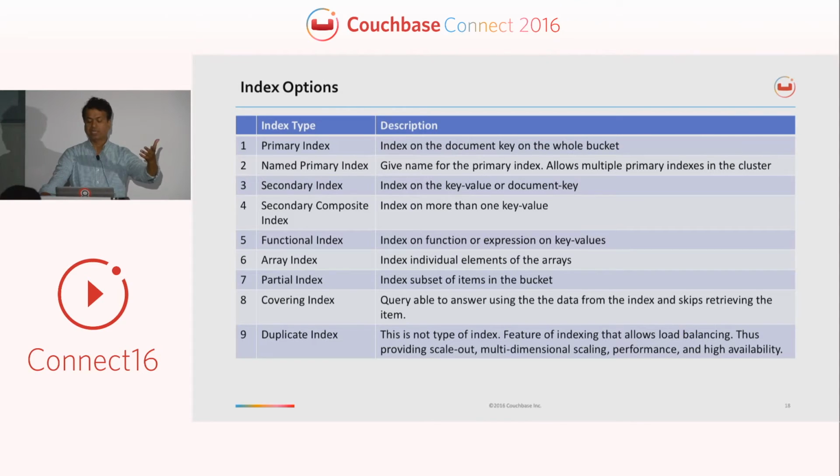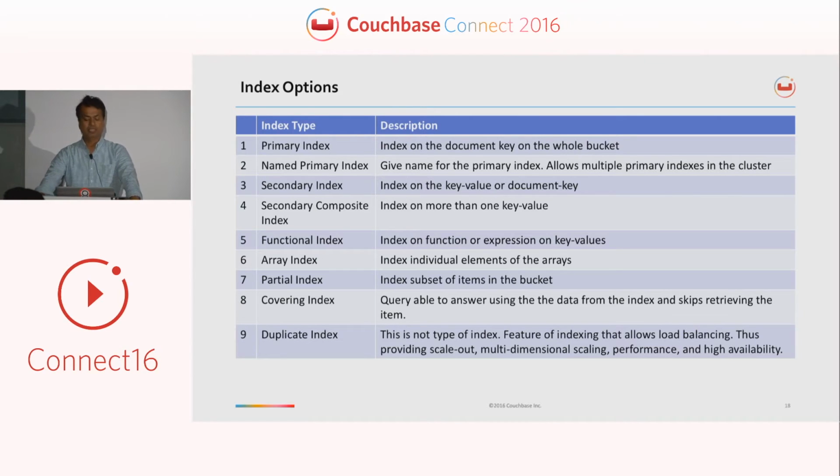So a simple secondary key is on one key, and a secondary composite key is on multiple keys. Just like a composite key in relational systems, you can have indices on multiple keys. They are called composite keys.